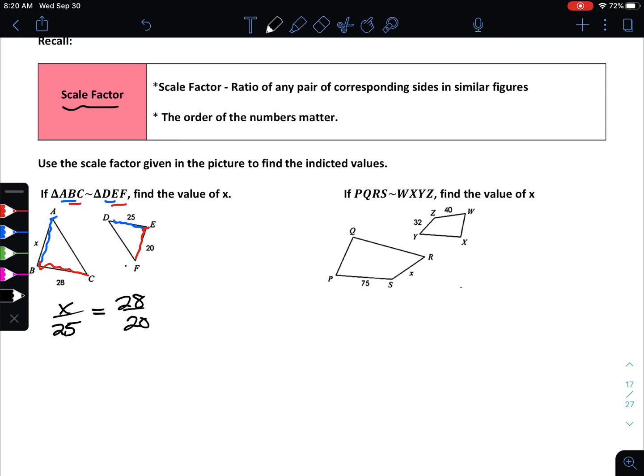Now use a calculator to help you with your multiplication, because we're going to be taking 25 multiplied by 28, which is 700, is equal to x multiplied by 20, which is 20x. We want to get x by itself, so the only thing we have left to do is divide each side by 20, and we're going to get that 35 is equal to x.